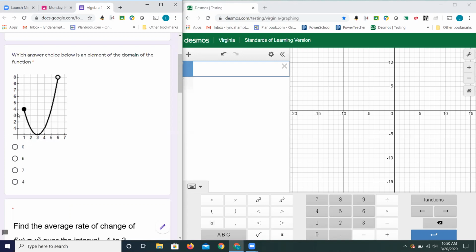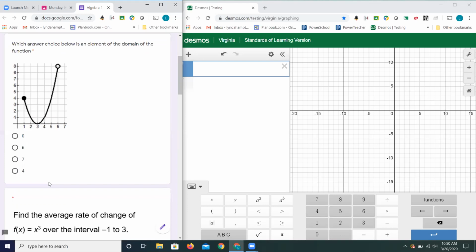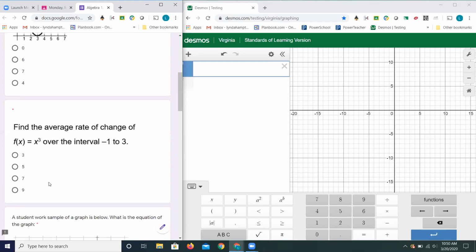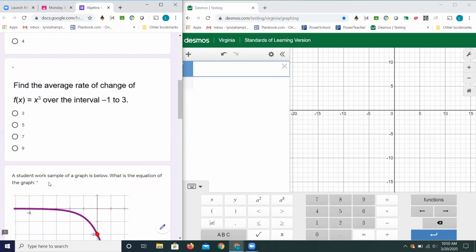Is there anybody to get at 0? Is there anyone to get at 6? Is there anyone to get at 7? Is there anyone to get at 4? Pause your video until you have answered that question.